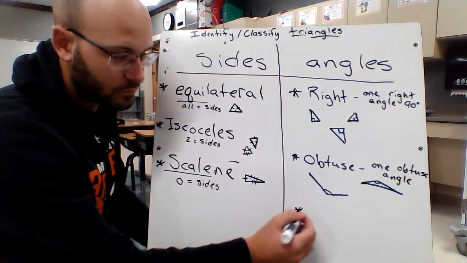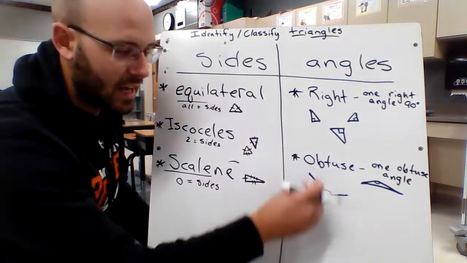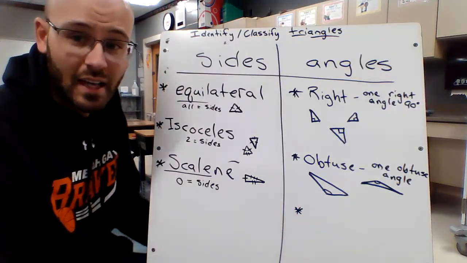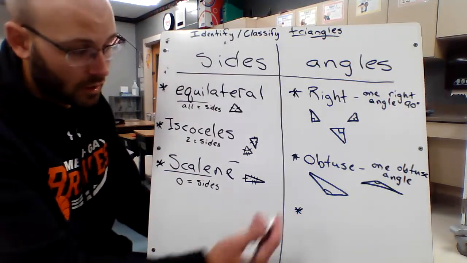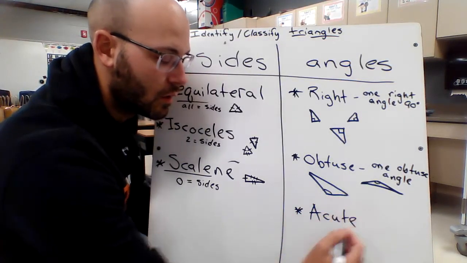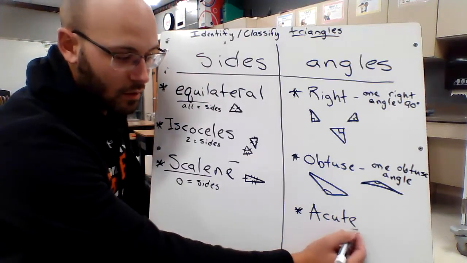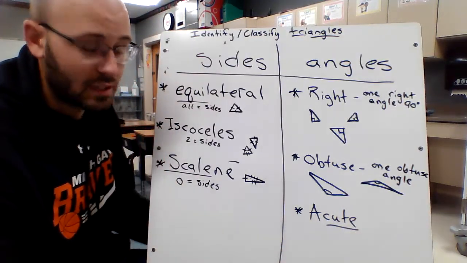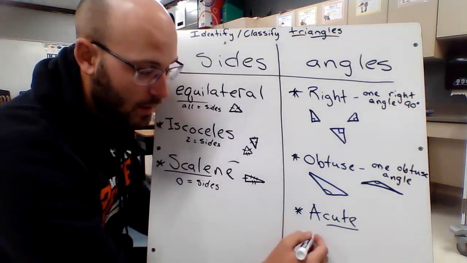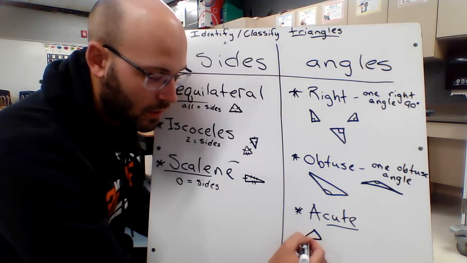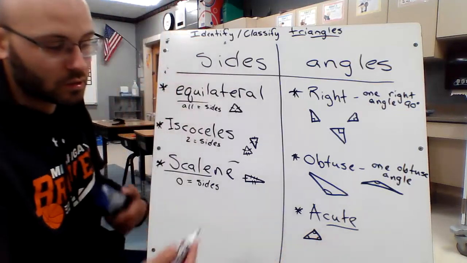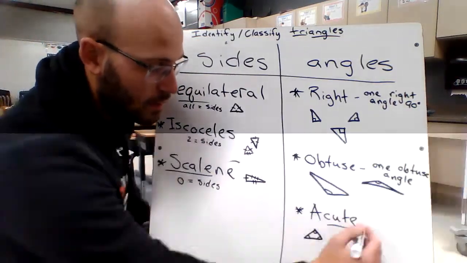Finally, the last one. If it doesn't have a right angle and it doesn't have an obtuse angle, then the last option is that it has all acute angles. So this would be called an acute triangle. And I remember that things that are acute are small. The angles that are the smallest, less than a perfect 90 degrees, are called acute because they're so cute, they're so small. Now, like I said, in this one, you've got all acute angles, no matter what. So every angle is less than 90.